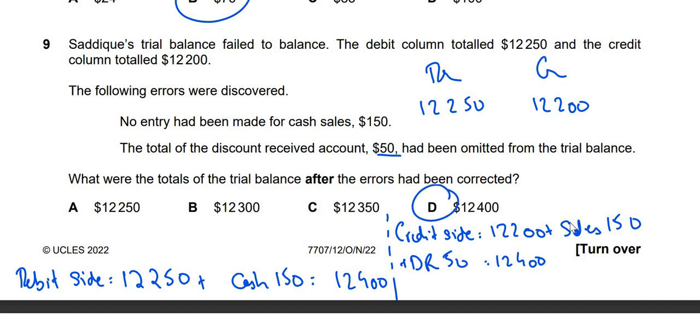No entry had been made for 150, I just made an entry. A total discount received of 50 had been omitted. I added 50 over here as well. I hope you guys get it now.